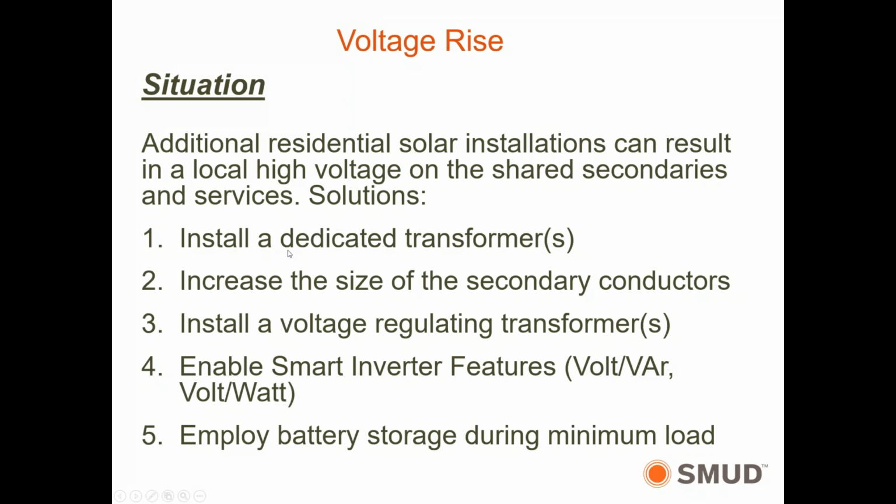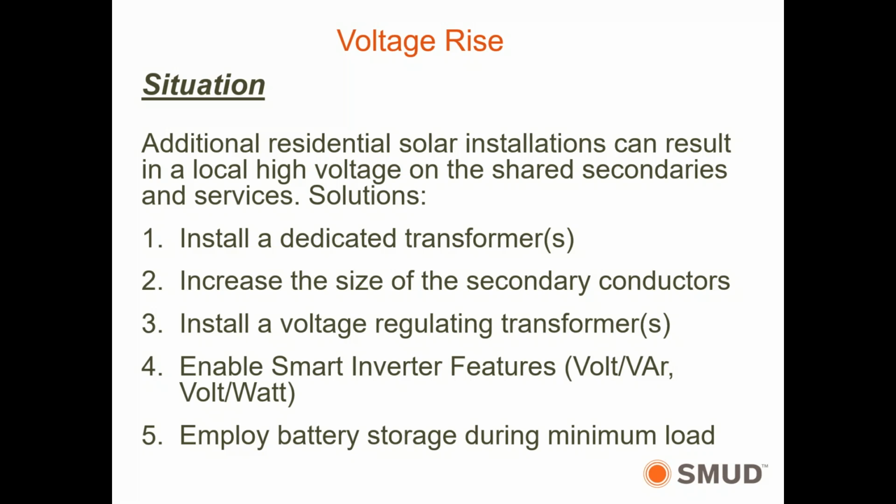We can occasionally deal with a voltage challenge by increasing the size of the secondary conductors. And then we can also install voltage regulating transformers. Well, they're kind of expensive. We can enable the smart inverter's volt VAR functions. As was mentioned earlier, SMUD and the California utilities all require the functionality of volt VAR, volt watt, the smart inverter functions, but we're not activating them indiscriminately. We only activate them when we need them because it does have a small annual impact on the customer's power production.